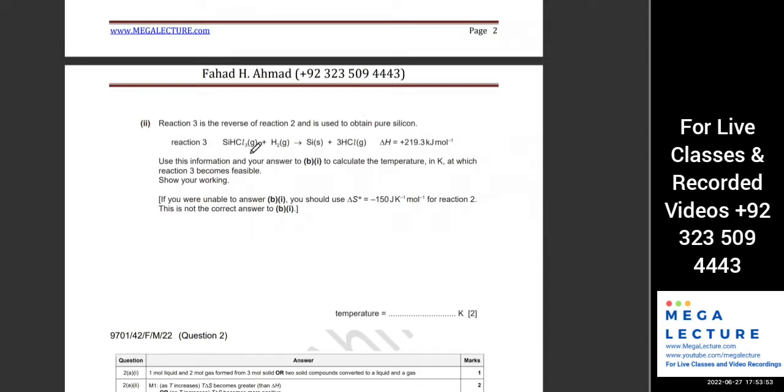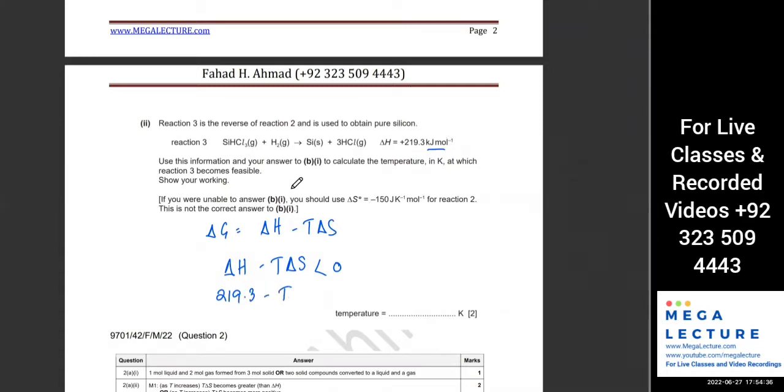Yes, sir. So you've got the other question. Reaction 3 is the reverse of reaction 2 and is used to obtain pure silicon. Use this information in answer to P1 to calculate the temperature in kelvins at which the reaction becomes feasible. So again, delta G should be negative for the reaction to be feasible. So that means delta H minus T delta S must be less than 0. You've got to solve this inequality. So delta H is already given, that's 219.3, and remember it's in kilojoules. Temperature is what we have to figure out.